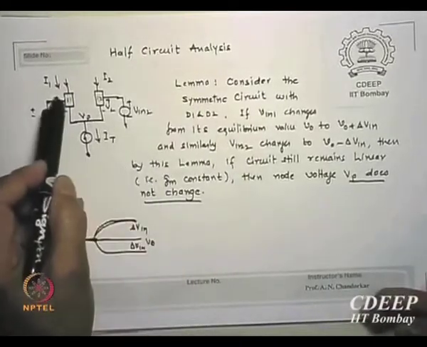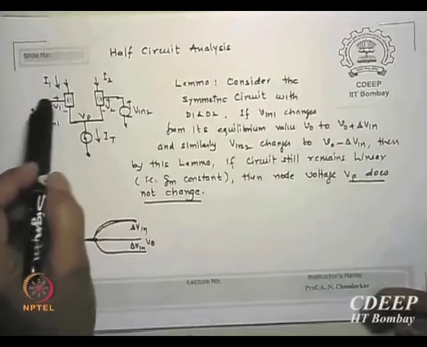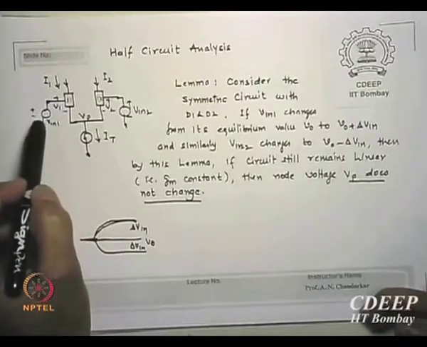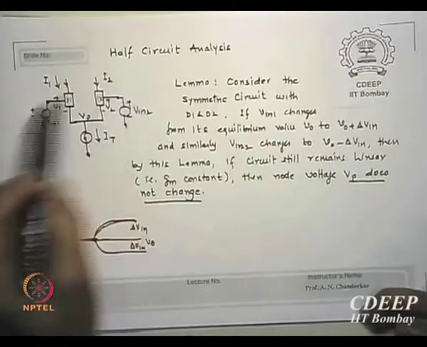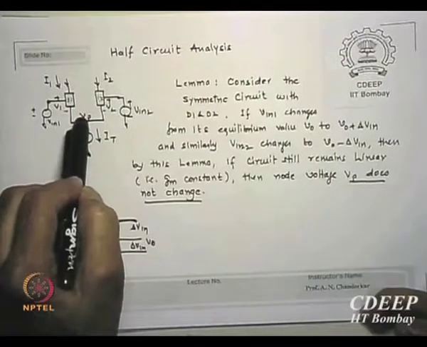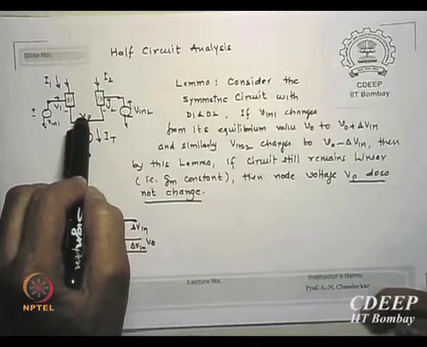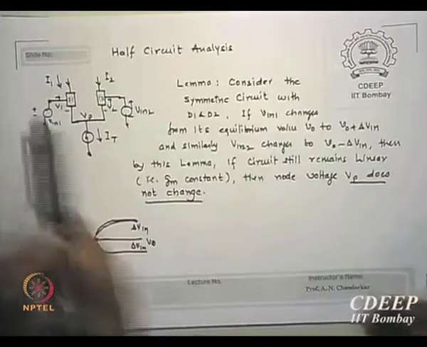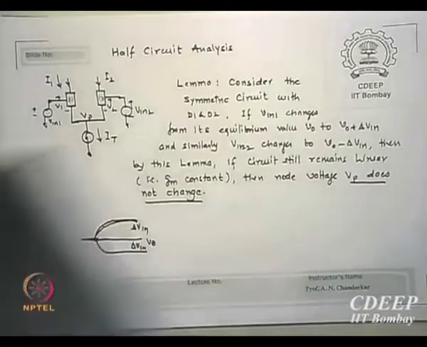I repeat, if there is a 3 terminal device which receives signals, where if this increases, this decreases, this increases, this decreases by the same amount, then this voltage does not change. This is what the lemma is all about. Now we will show you the lemma proof.